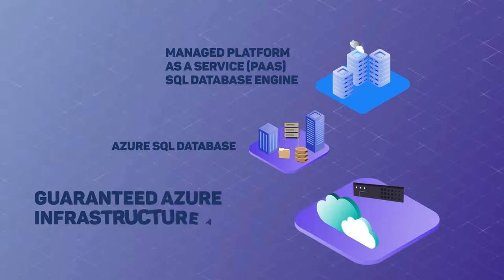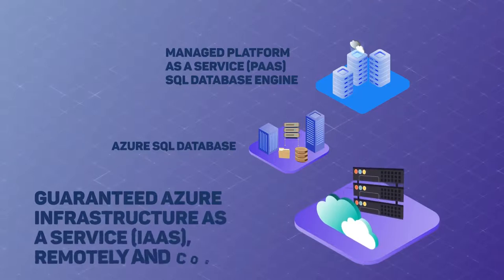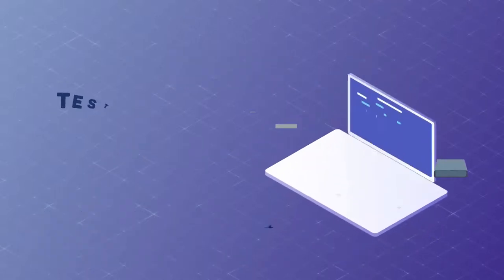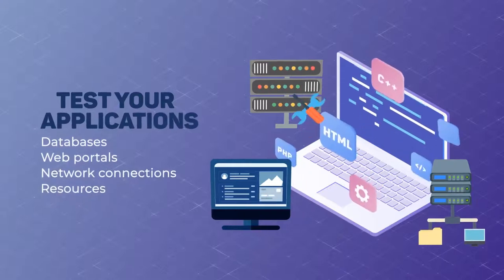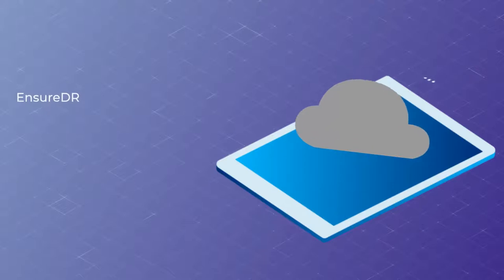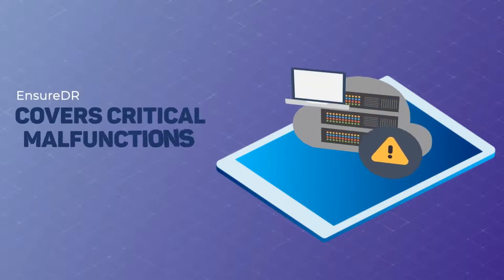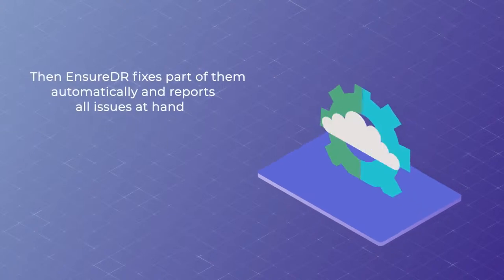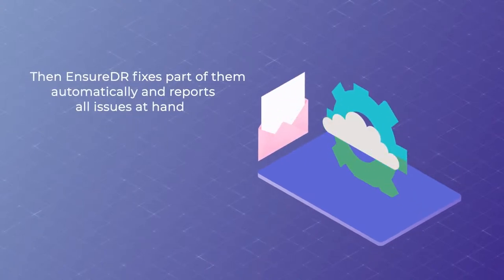Guaranteed Azure infrastructure as a service (IaaS) remotely and cost-saving. Test your applications, the databases, web portals, network connections, resources, and so on. By doing that, Ensure DR covers critical malfunctions that the business will face in case of a disaster. Then Ensure DR fixes part of them automatically and reports all issues at hand.